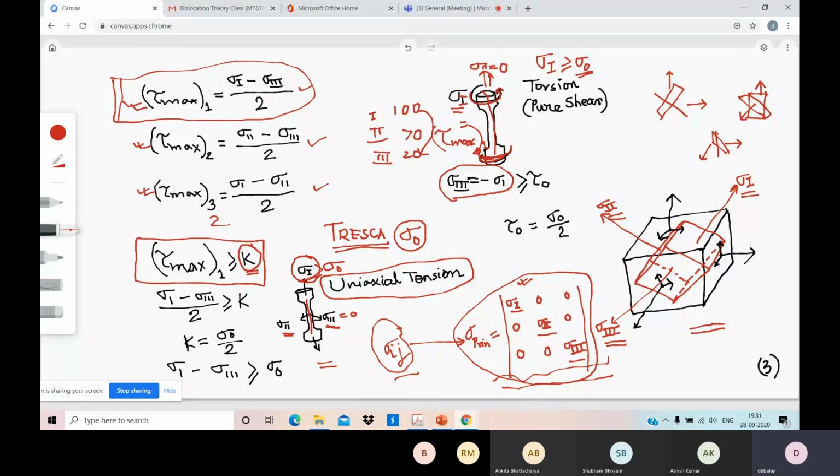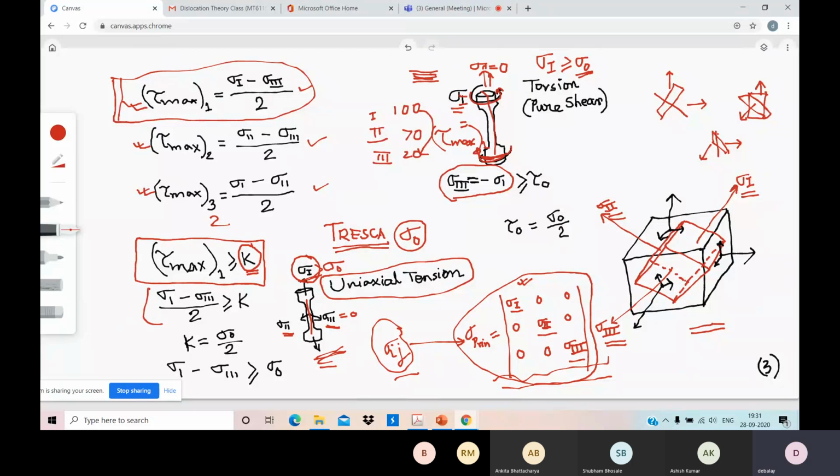And what is the most simple form of loading? The most simple form of loading is uniaxial tensile loading. It is applicable to uniaxial tensile loading. It is applicable to torsion loading as well. It is applicable to any general loading that a bridge or a railway line or even our human body suffers when we walk, when we stand in one place.